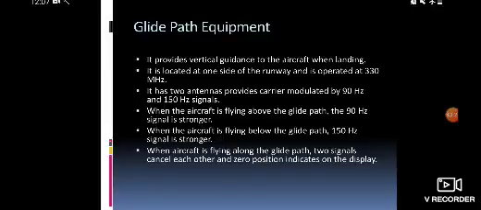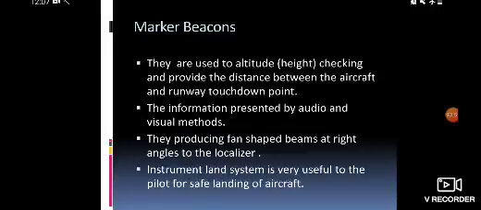Okay, so like this it is used with the localizer, and glide path equipment is used for vertical guidance to the aircraft when it is landing. For vertical guidance there are two antennas providing carrier modulation of 90 hertz and 150 hertz. Whenever the aircraft is flying above the glide path, the 90 hertz is stronger, and whenever it is below the glide path, the 150 hertz is stronger, and this shows the height. Okay, this is the glide path equipment.